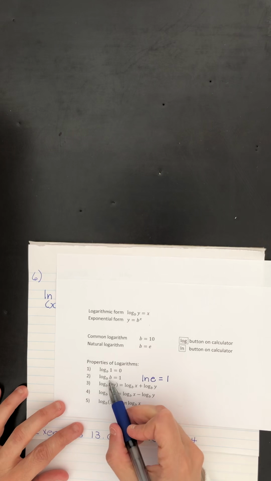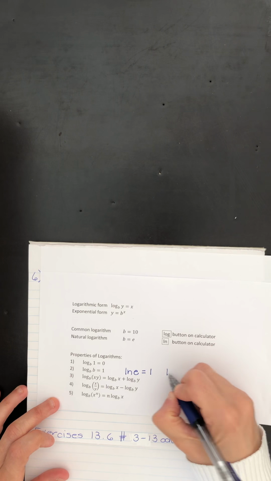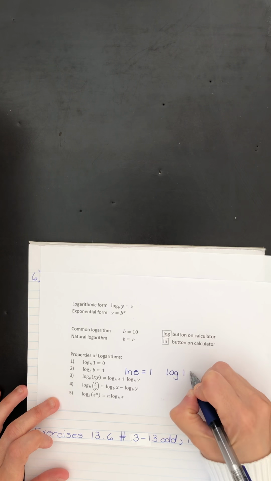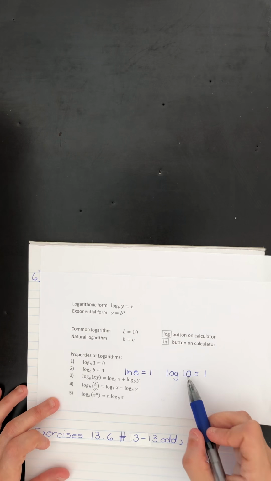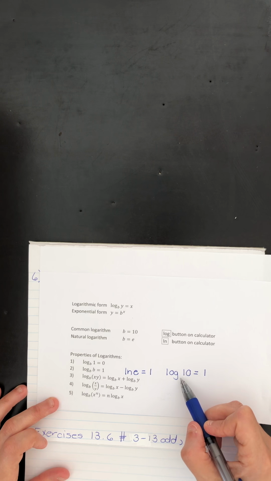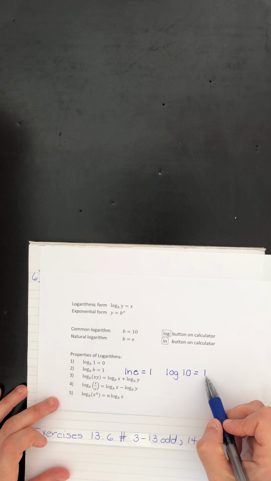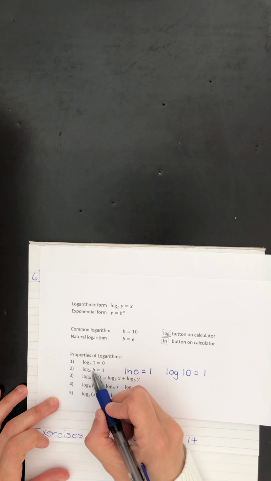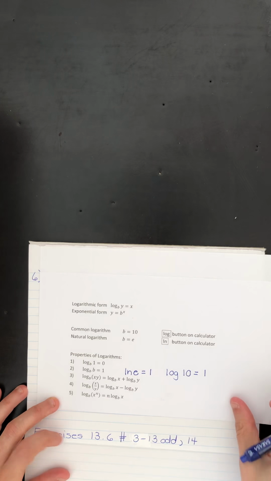The other special case for property 2 is this. The log of 10 will also be 1, because in this case, it is the common logarithm. The base of the common logarithm is implied to be 10. When the base matches the argument, the overall value is 1. So these are two special cases for property 2.